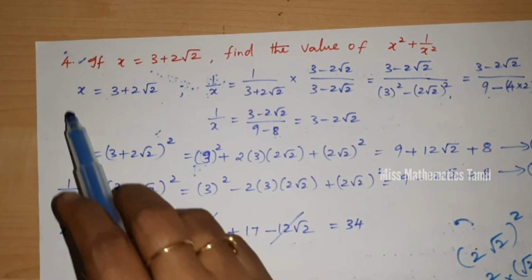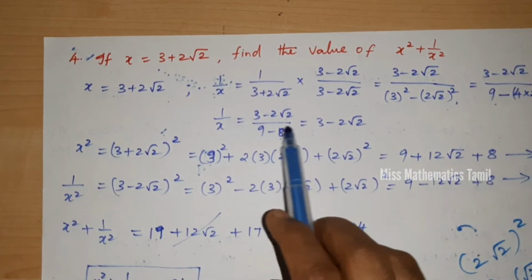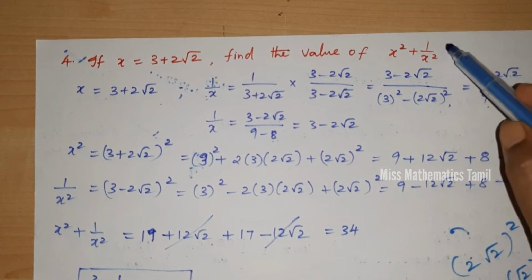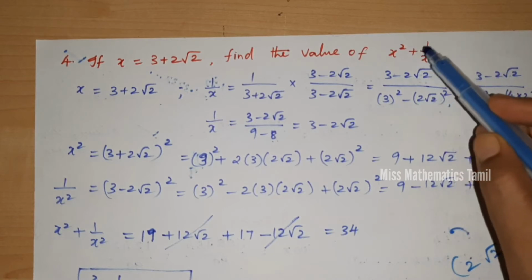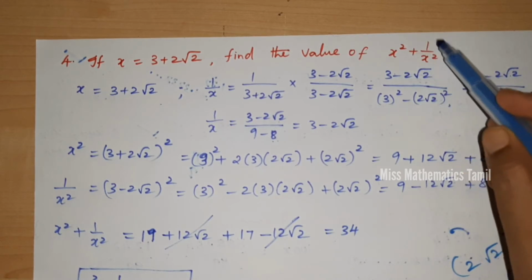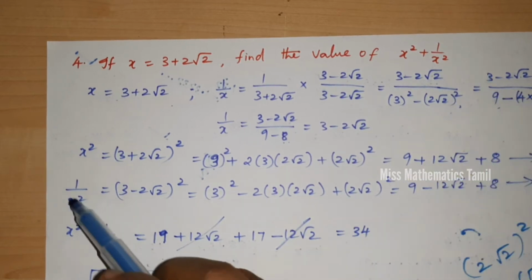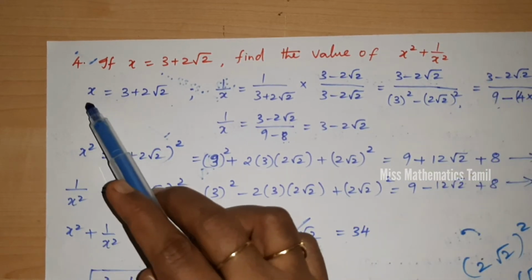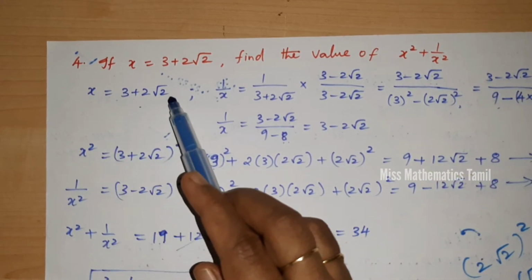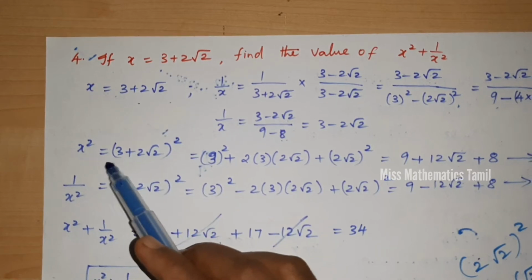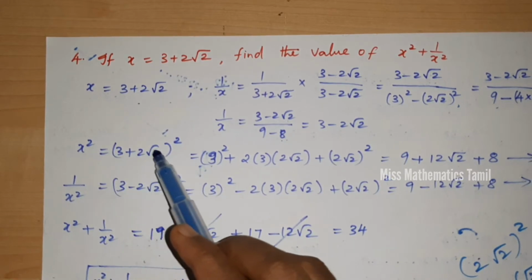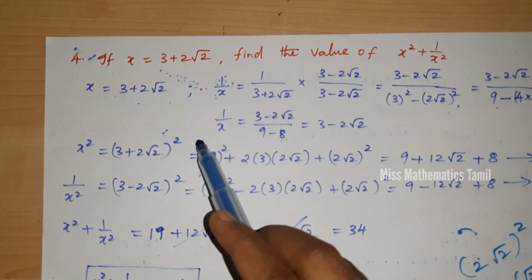Okay. Now, we have x and 1 by x. What's the question? We have to find x square and 1 by x square, right? So, next step, I have x equal to 3 plus 2 root 2. Okay. X square is equal to what? 3 plus 2 root 2, this is x. So, the whole square.